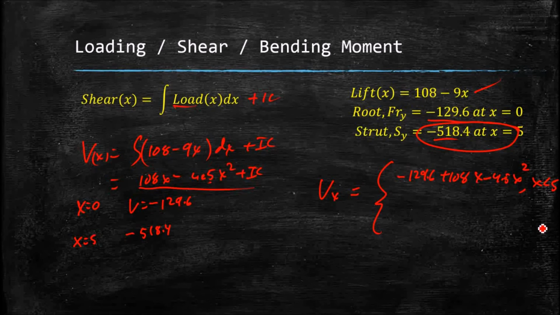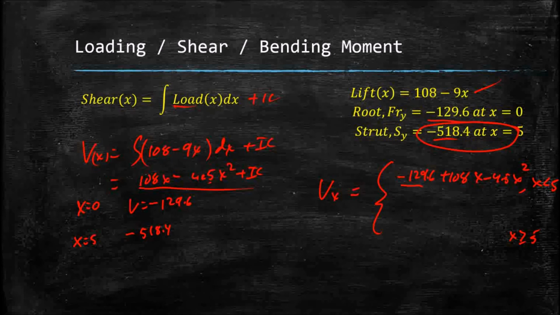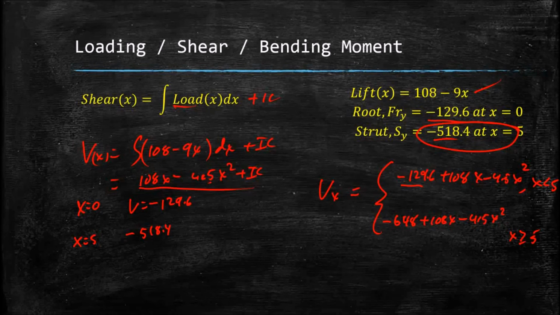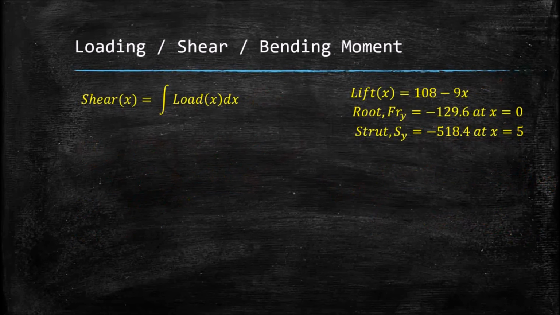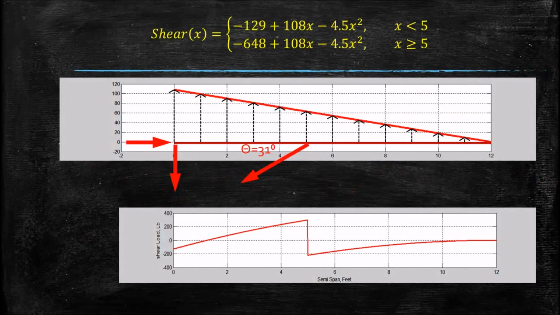So at x greater than or equal to 5, we're going to add that negative 518 to our existing initial value of minus 129.6, which gives us minus 648. And the rest of the equation is the same, plus 108x minus 4.5x squared. And that's at x greater than or equal to 5. Okay, so there's our shear. It's got that step in it like we'd expect. If I go to the next slide, we can see the results here.